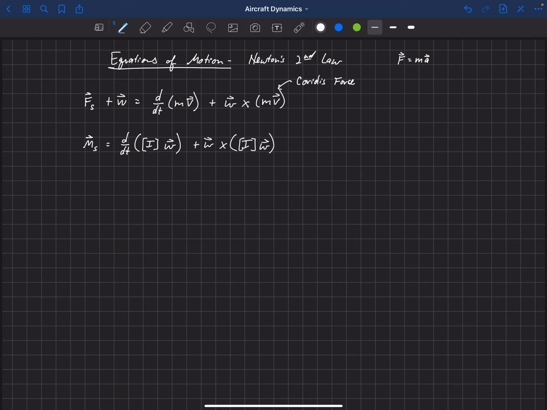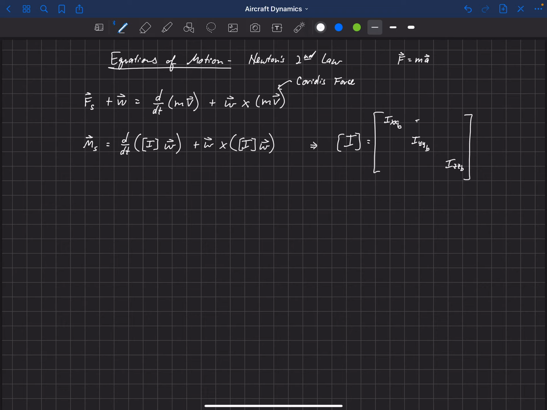Just like the first equation is translational forces and accelerations. So just real quick, we'll also define our inertia tensor here, I. That's the inertia tensor about the aircraft center of gravity in body fixed coordinate systems. Okay, so IXXB, IYYB, and IZZB on the diagonal there.